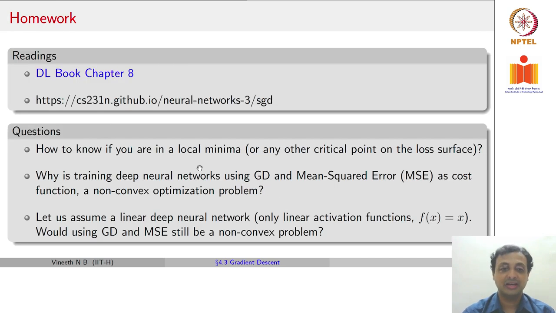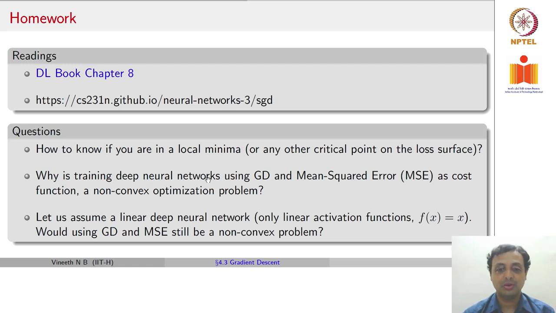Here's your homework. Read up Deep Learning book chapter 8, at least the relevant sections in that, as well as you can also go through Stanford CS231 and this particular lecture on SGD. A few questions for you to take away is how to know if you are in a local minima or any other critical point on the loss surface. I did mention a few times that finding that or finding the convergence criterion is not trivial. Let's ask that question for you to find before we answer.